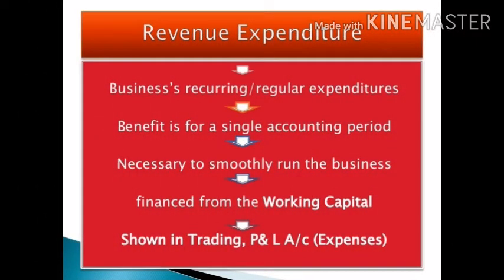Next, I move on to revenue expenditure. A business's recurring or regular expenditures are known as revenue expenditure. The benefit is for a single accounting period, it is necessary to smoothly run the business, and it is financed from working capital. And it is shown in the trading P&L account as an expense.